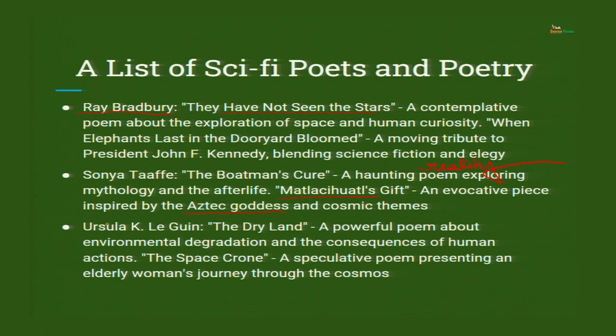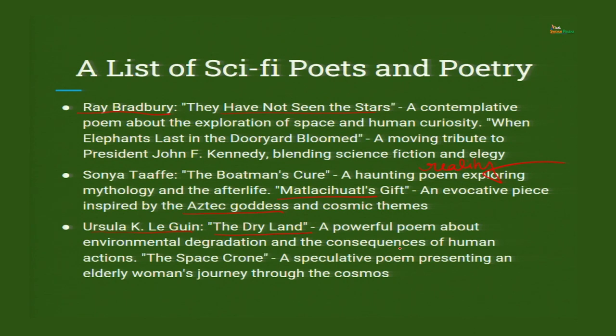Ursula K. Le Guin, we have discussed Ursula K. Le Guin's works before, The Left Hand of Darkness and other associated works. Her contribution is eponymous when it comes to science fiction and literature. She has written a very powerful poem called The Dry Land about environmental degradation and the consequences of human actions. The Space Crone, a speculative poem presenting an elderly woman's journey through the cosmos.